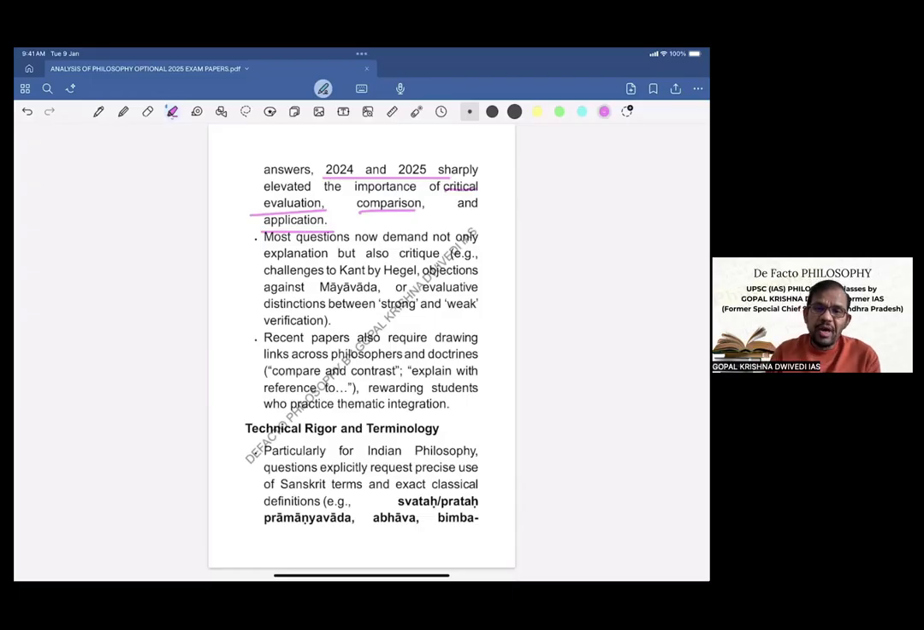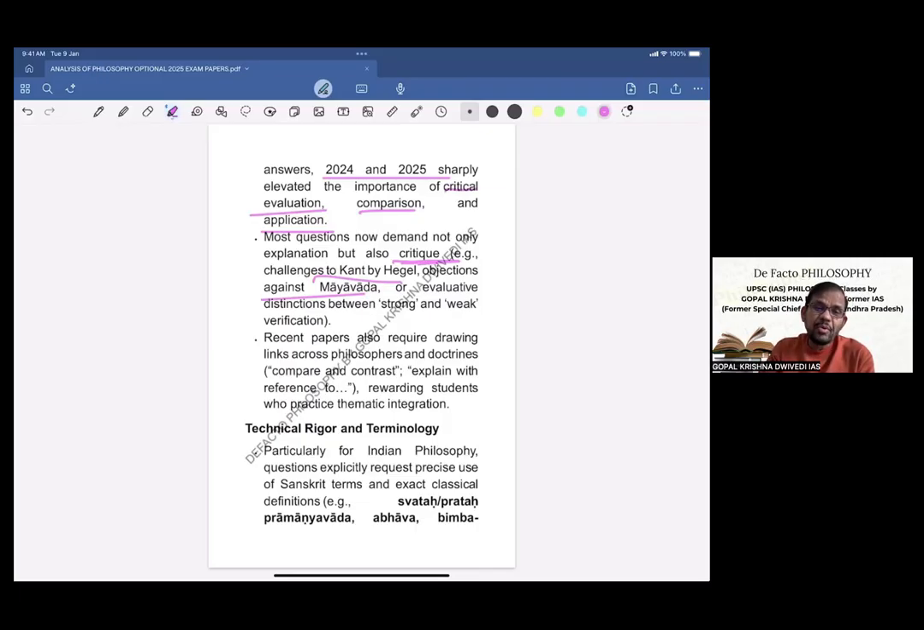Accordingly, most questions now demand not only explanation, but also critique. I mean, the framing itself is like that. For example, challenges to Kant by Hegel, or objections against Mayavad, are evaluative. Normally you write these while describing Mayavad, what the objections were, or while describing Kant, what the challenges by Hegel were. These were part of the answers you might have written earlier in descriptive questions. But here, that was directly asked.